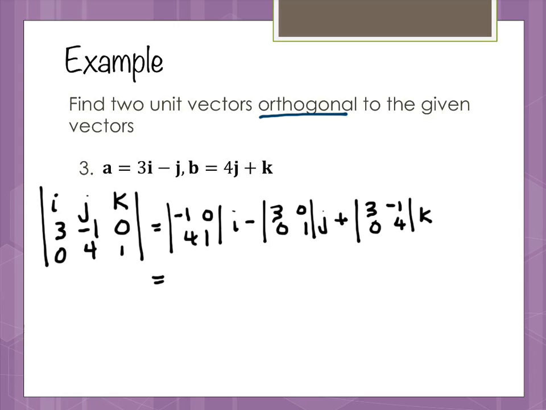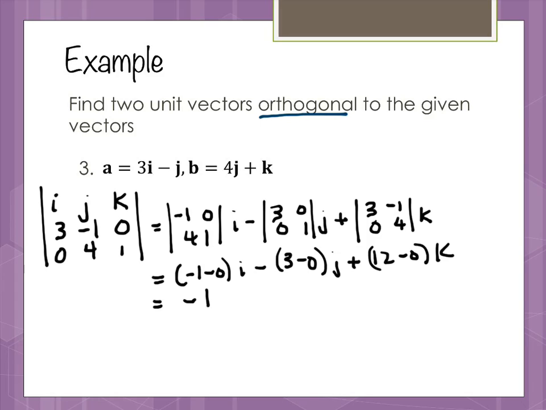We're going to do each of the individual components. So we've got negative 1, and then it's minus 0 times I, minus we have 3 minus 0 times j. I'm sorry, that was not a plus. Let me fix that. That's a minus right there. Let me get my sign right. The next one's a plus, and then we have 3 times 4, which is 12, and then minus 0 times k. So lots of zeros in this one. This gives us negative 1i, or just negative I if you like, and then it gets us minus 3j, and then plus 12k.